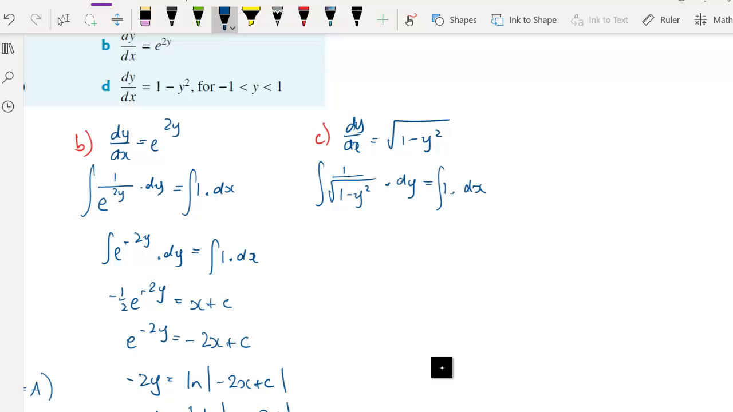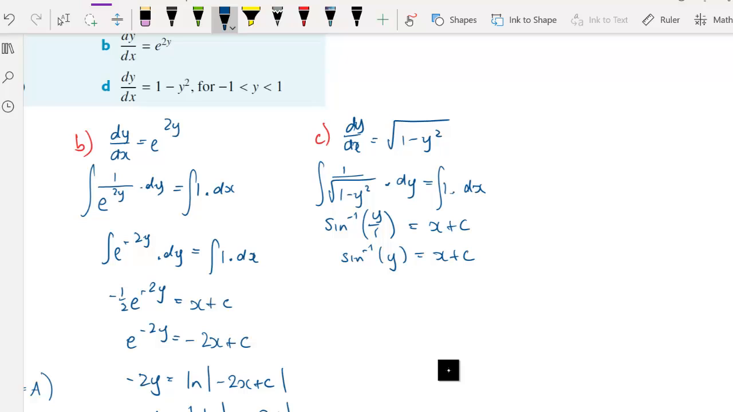Now this is a pattern that should be familiar. We're looking at 1 over the square root of a squared take y squared dy, which means it's going to be arc sine of y on 1, and on the other side it will be x plus c. So we have arc sine of y is equal to x plus c.